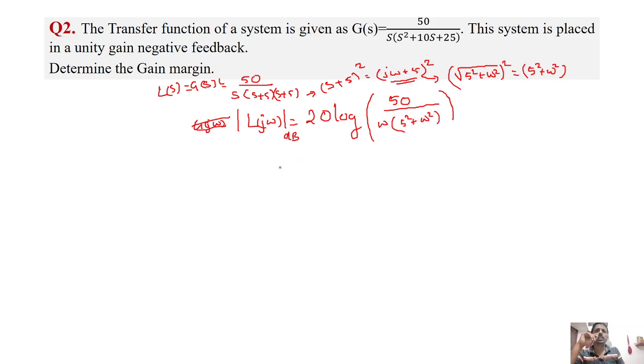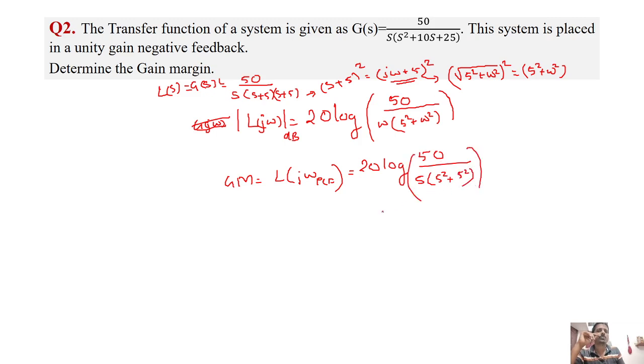So here we need to find the gain margin, right? Gain margin is the loop gain at the phase crossover frequency. So we'll substitute the value that we got in the previous question. I guess omega PCF was 5, right? So we'll substitute that: 5 square plus omega PCF square, so 5 square.